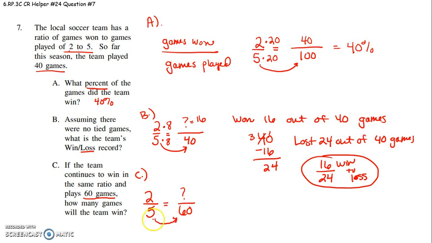So now I have to say 5 times what is 60? Well, 5 times 12 is 60. So then I have to do 2 times 12. 2 times 12 is 24, so we can predict they'll win 24 games out of 60.